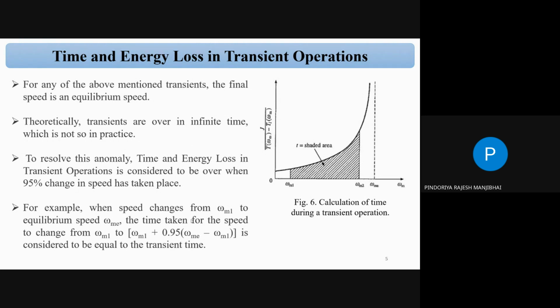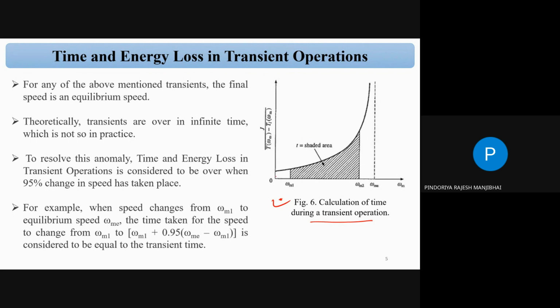Now slide number 5, that is figure number 6. You can see figure number 6. That is a calculation of the time during the transient operation. As I said, transient operation is a slow increase of the speed, correct? Once the speed increases and the motor reaches the steady state condition, during that time period we have to calculate the energy, correct?